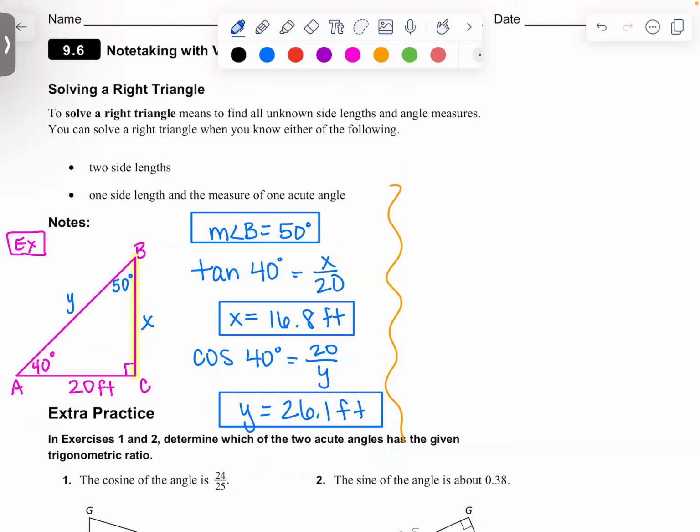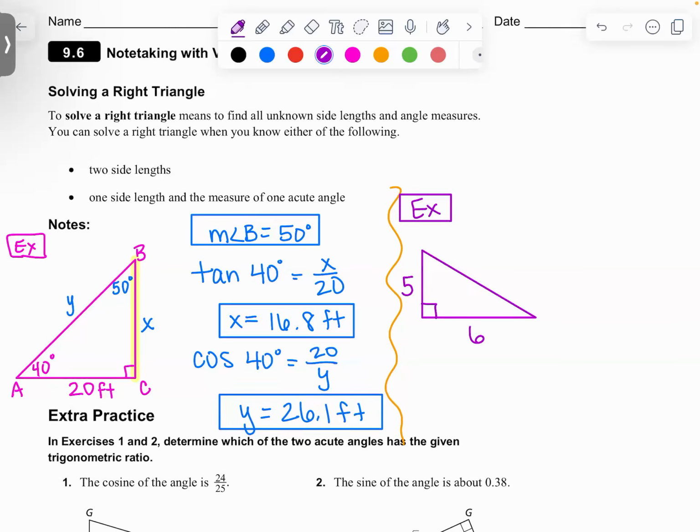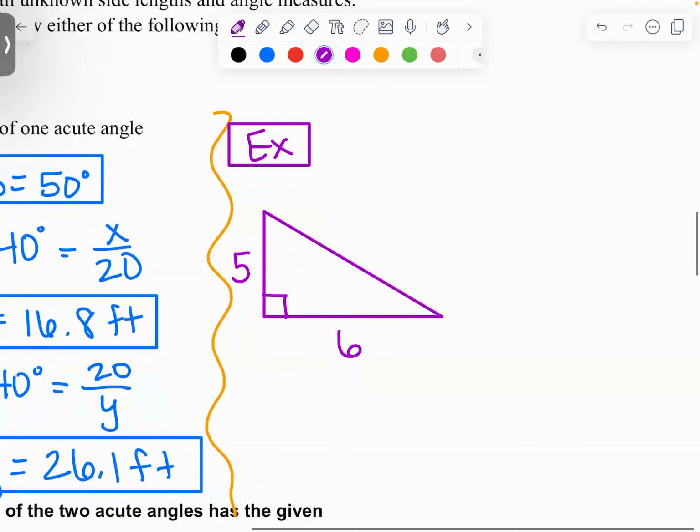Okay, let's talk about the second example. All right, here is our last example for the day. Write it down.